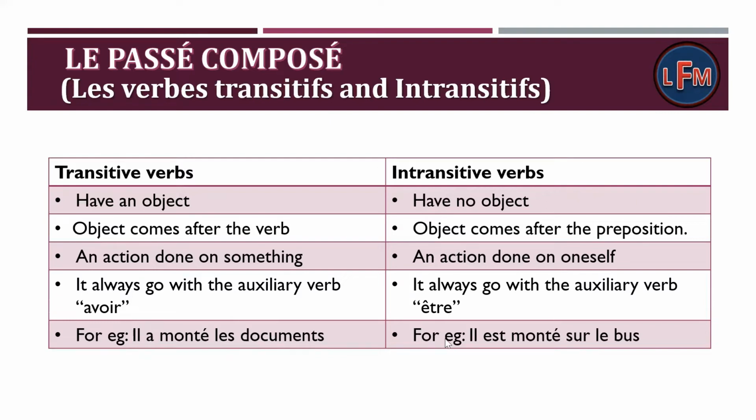Let's see the example of an intransitive verb. Il est monté sur le bus. Here we have the same verb monter. Il est monté sur le bus means he climbed on the bus. So who is climbing on the bus? It is him who is climbing. Here we have no object who is climbing on the bus. It is the subject only who is climbing. So the action is done on oneself and an object is coming after the preposition. So in this case, it goes with auxiliary verb être. Il est monté sur le bus.